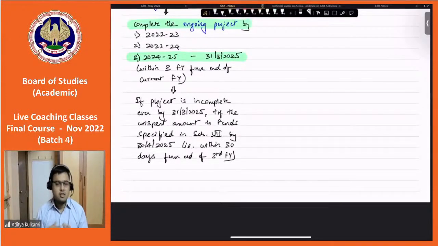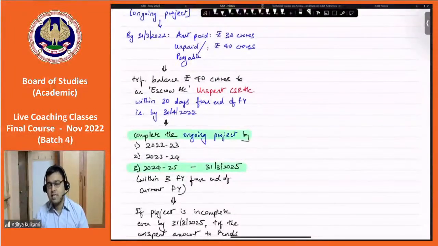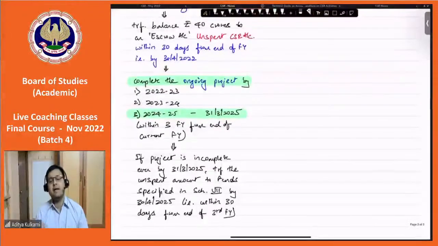Okay. This is the story in the case of what you can say, ongoing project. Acha. Now, suppose I had spent 30 crores. I have to still spend 40 crores. Suppose I spend 10 crores in 22-23. I spend another 15 crores in 23-24. Does it mean the spends of these 10 and 15 crores in 22-23 and 23-24 will be treated as a part of CSR expenditure for 22-23 and 23-24?